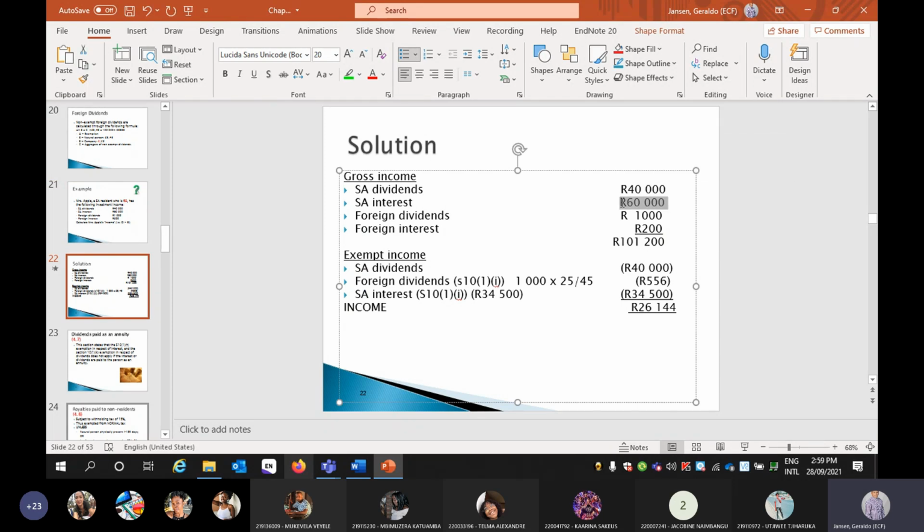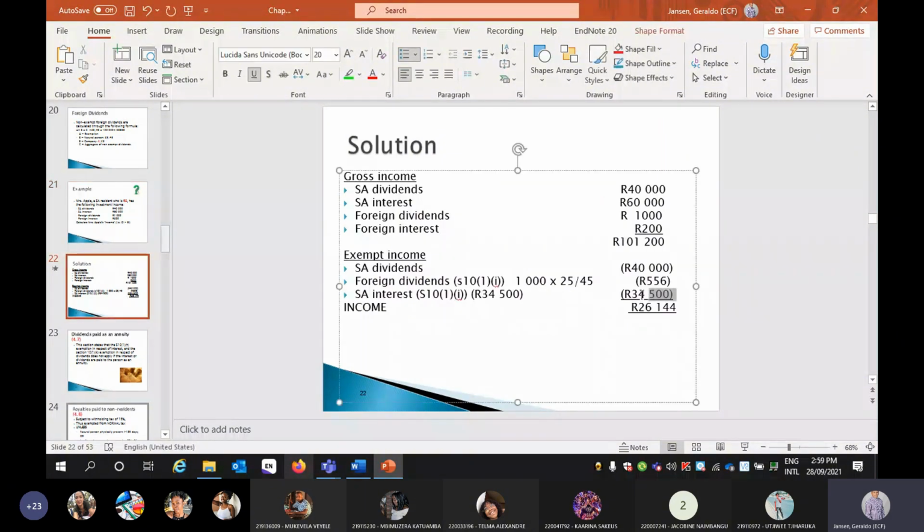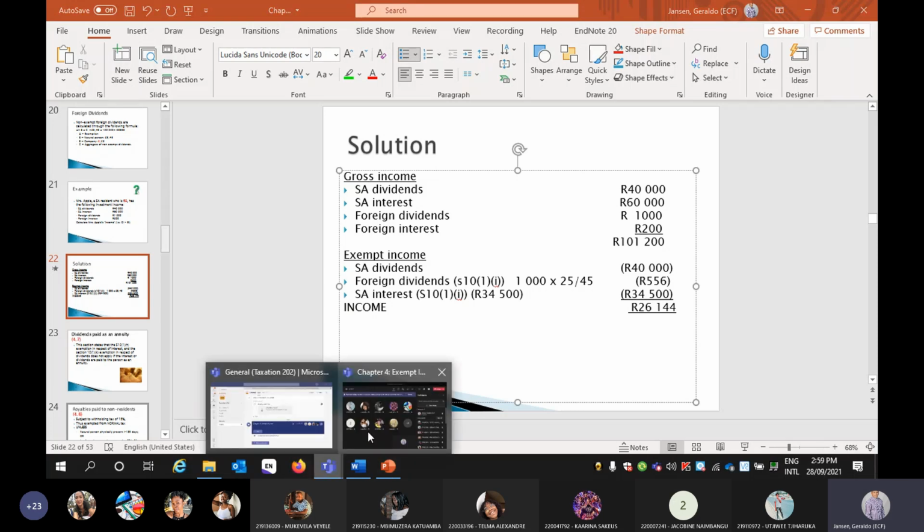South African interest, only partly. For the South African interest, remember how old is this lady? 68, so 34,500. There is that amount. So you cannot exempt the full 60. Foreign dividends, remember you need to calculate 25 over 45. And then foreign interest 200 should be included. Yes?